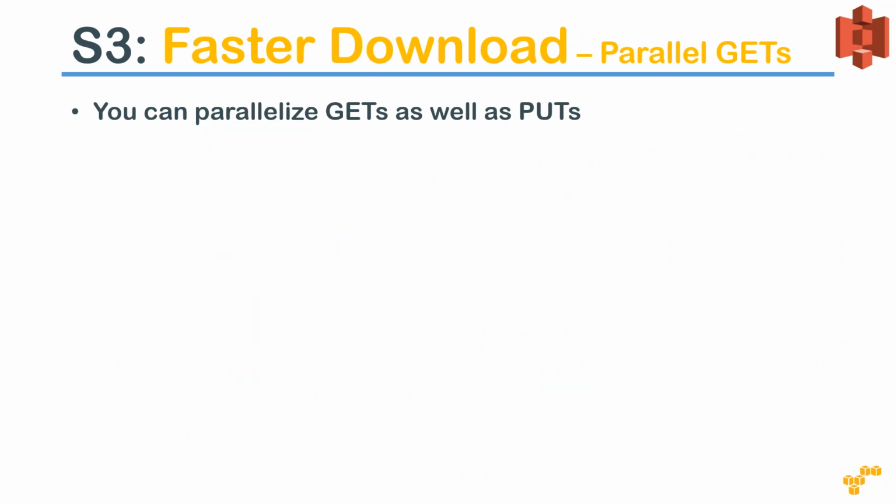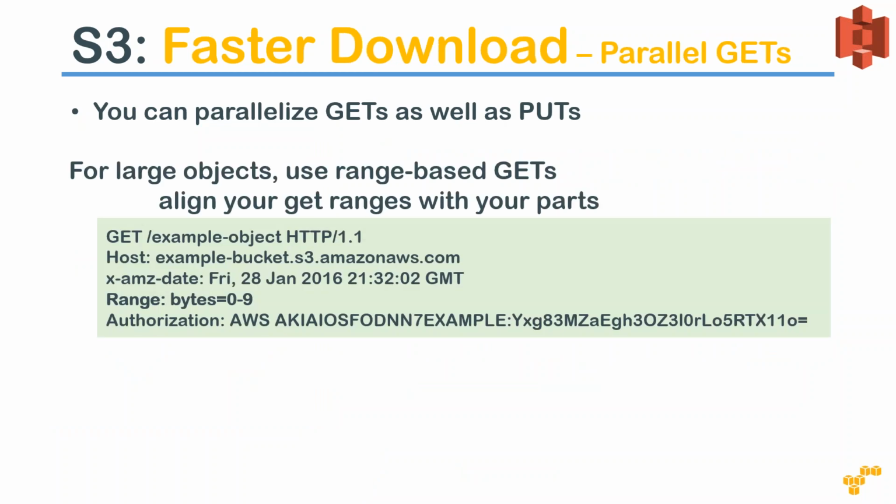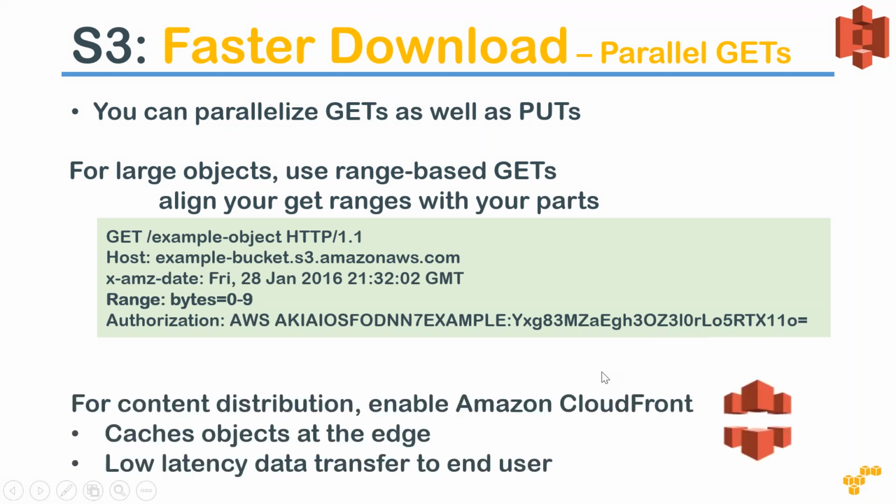Next is faster download. Now you're going to do parallel gets. When you're making an HTTP request, you can request a particular range of bytes. Say in your first request, you request bytes 0 to 9, and then in another request, you can request bytes 9 to 18. Like this, you can make your gets also in parallel, so that you can download data faster from your S3 bucket. So another recommendation is to do parallel gets, and once you have parallel gets, you are able to get the file faster.